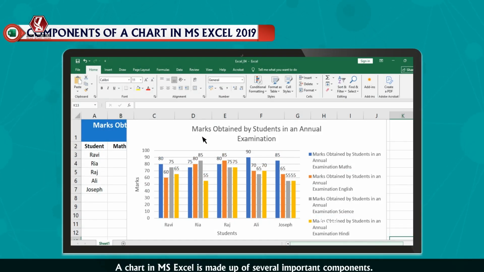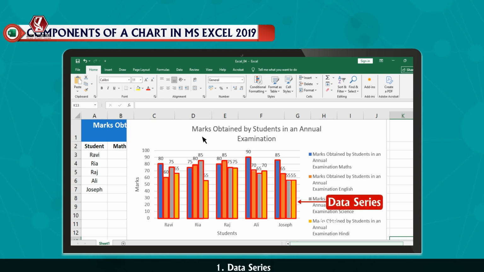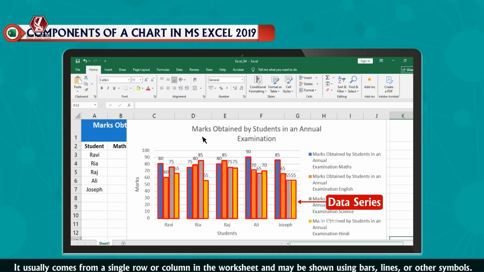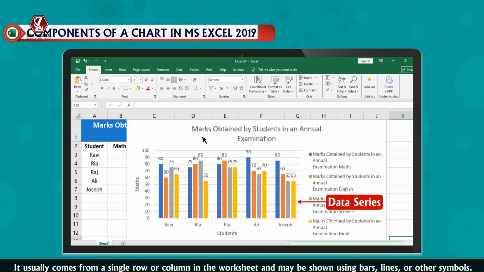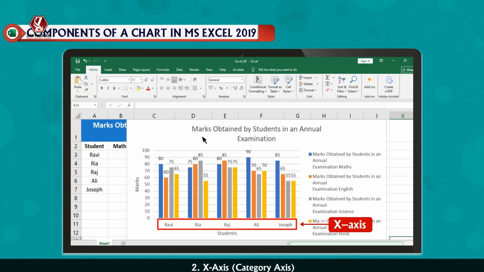Components of a chart in Microsoft Excel 2019. A chart in Microsoft Excel is made up of several important components. Each part plays a special role in presenting data clearly and accurately. Let's look at the key components of a simple chart. Data series. A data series is a group of data points plotted on the chart. It usually comes from a single row or column in the worksheet and may be shown using bars, lines, or other symbols.